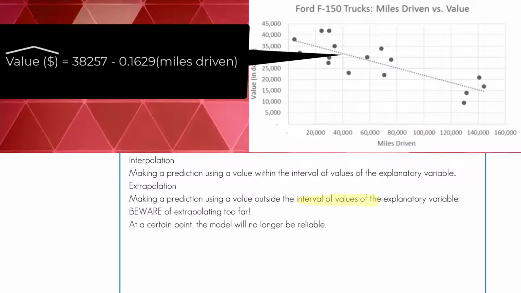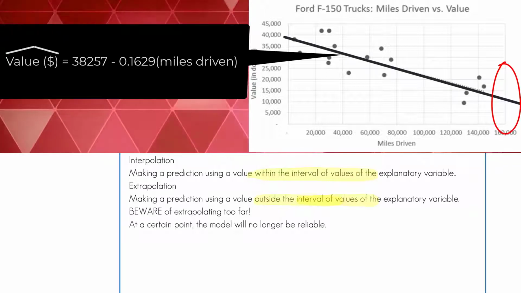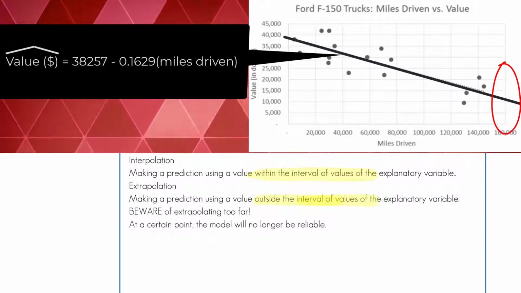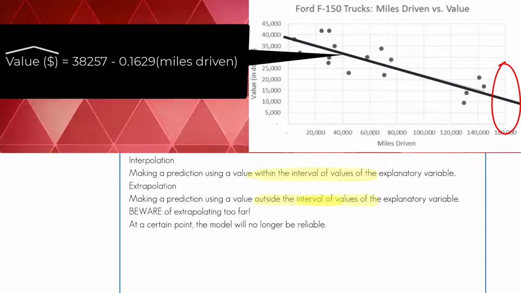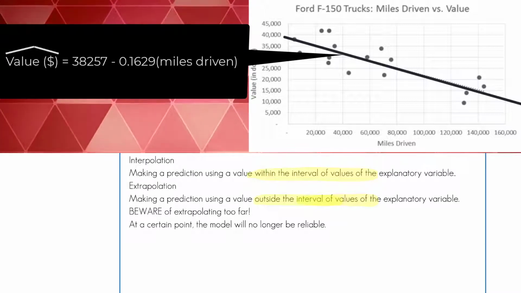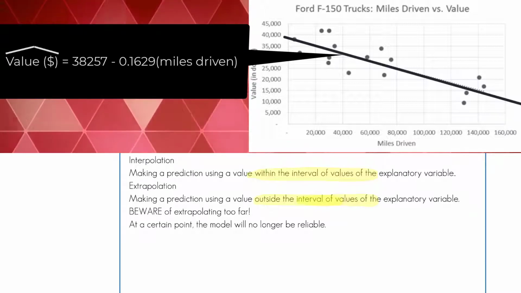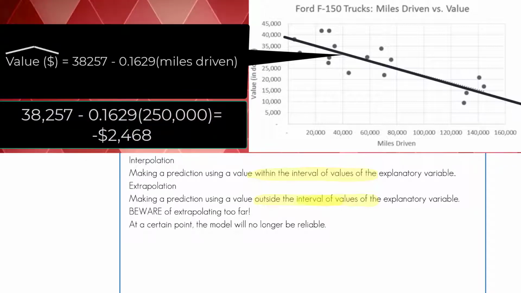Extrapolation is when we go outside the interval of values. If we go outside the interval of values, then the linear model may no longer be appropriate. Imagine that we are looking at a truck that has 250,000 miles on it. It's way far out. If I were to plug in 250,000 miles into my least squares regression line equation, my predicted value would be negative $2,468. Now, we didn't do anything wrong here.